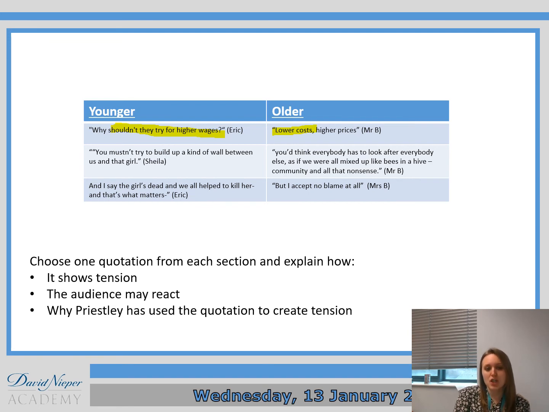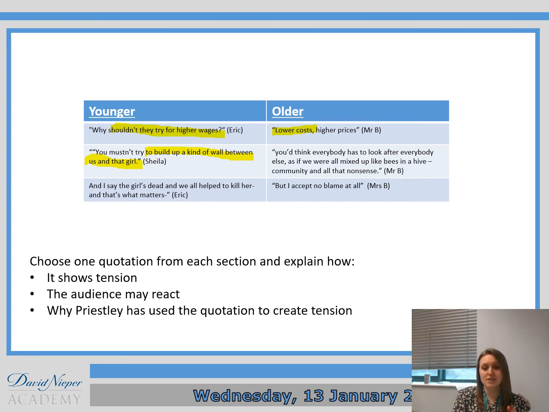The other one, Sheila said, you mustn't try to build up some kind of wall between us and that girl. Sheila says, we need to accept that we're all in this together. We're all people, we're all human beings. We need to have that sort of humanity about us to respect and look after one another. It shouldn't be an us and them. Sheila is against that class divide. She doesn't think there should be an upper class, middle class divided and then the working class. She thinks we should all be in it together.